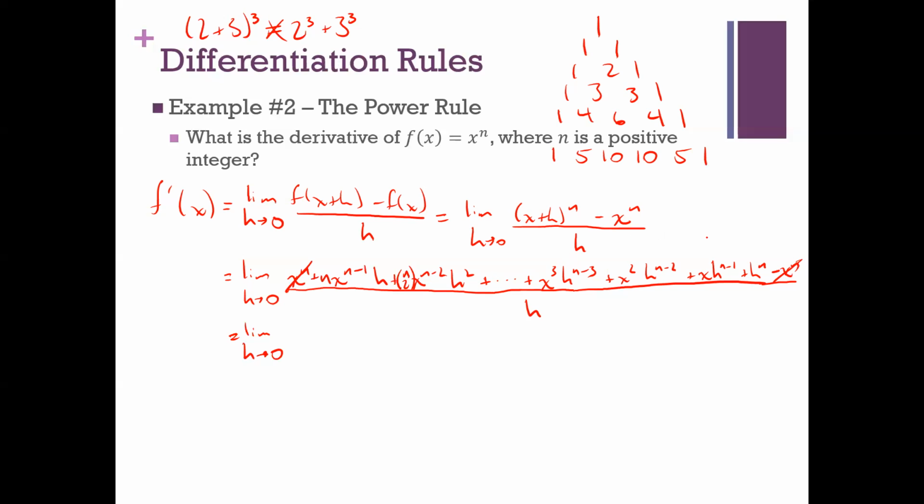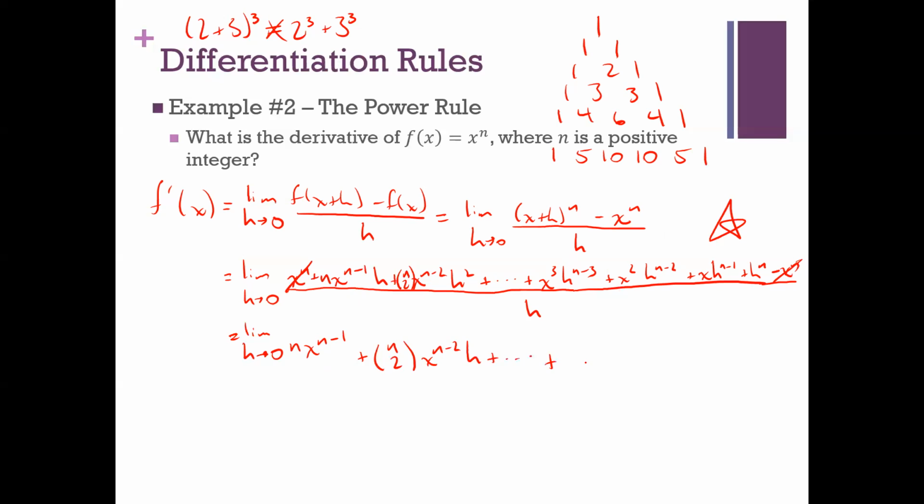I'll go back and fix this later. So when you get it from the notes, it looks better, but let's just go ahead and I'll correct it here. So I have n times x to the n minus 1, plus this coefficient n choose 2 times x to the n minus 2 times h.